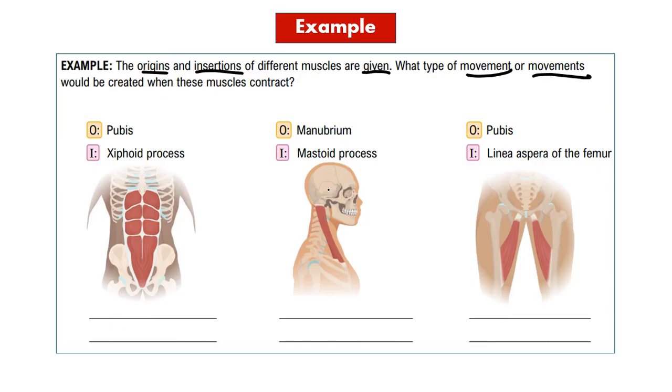Okay? First, let's go ahead and get ourselves oriented. So here we're looking at our rectus abdominis. That's going to be our abdominal muscles, and they're usually straight. That's where that rectus name comes from. So we have our rectus abdominis here, so we can write that here. We also have our sternocleidomastoid.